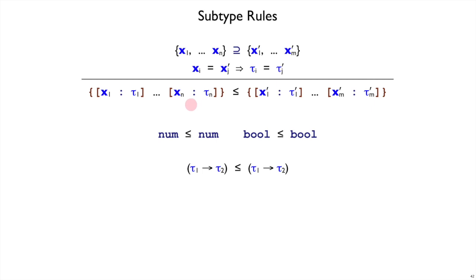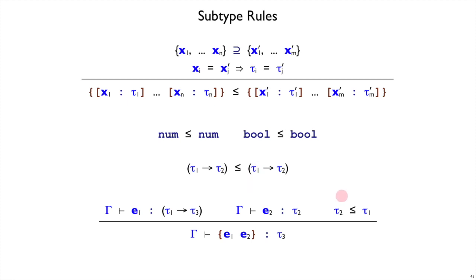There's some more rules we need, again, because we want subtypes to include type equality. So num is a subtype of num, bool is a subtype of bool, and a function type is a subtype of itself as well. Of course, number is not going to be a subtype of a record because a number doesn't have any fields, and a record can't be a subtype of number because you can't actually add a number, and so on.